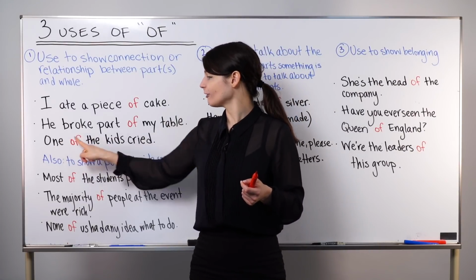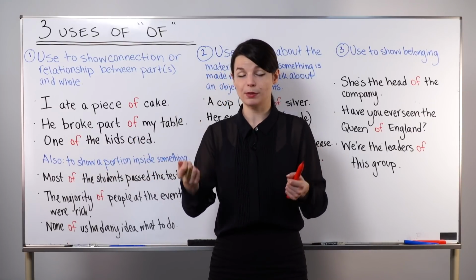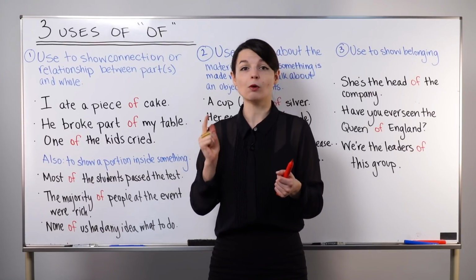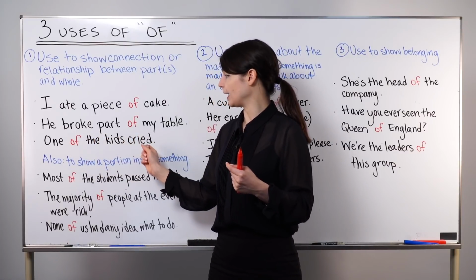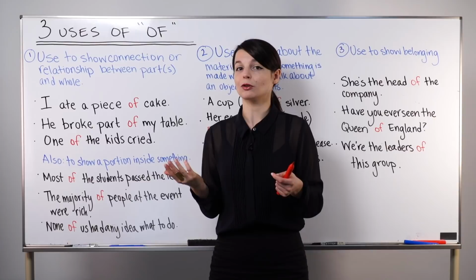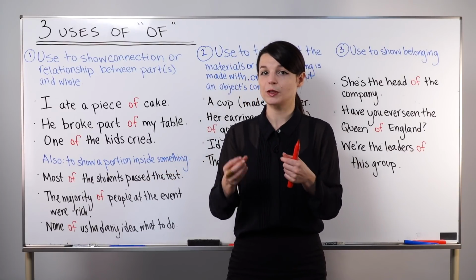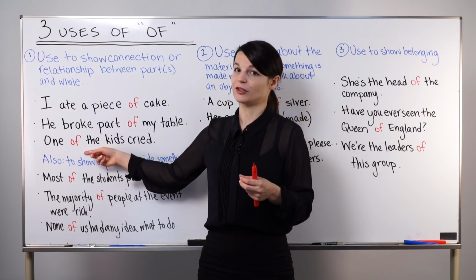So you'll often see this kind of pattern used when we're talking about people, groups of people, like students or workers, and so on. So one of the kids cried. We could change this to the plural form as well. Two of the kids cried. It shows parts, or a small number, inside a larger group.